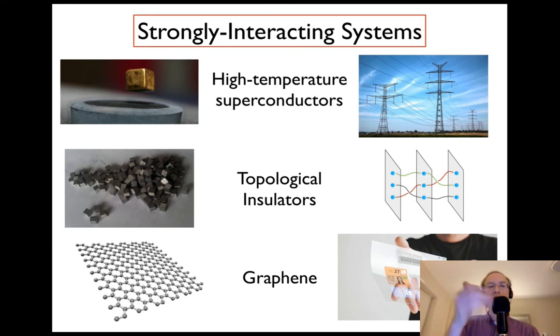Another example is topological insulators. That's the middle picture on the left. And again, without going into details, I'll just say these are materials that could potentially be the basis for quantum computing, a new generation of computers that are enormously faster and more efficient than our existing computers.